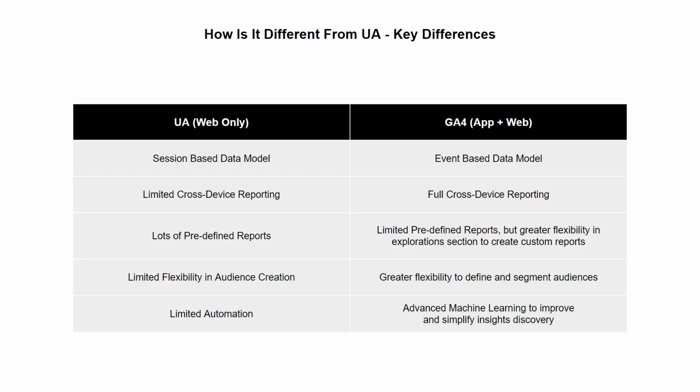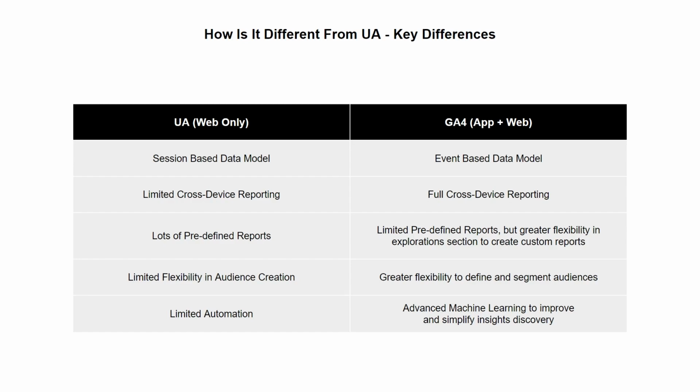Such as the UA follows the concept of a session-based data model, which is essentially a series of page views, events, and transactions. On the other side, GA4 is built around the concept of events and follows a flexible event-based data model. Here, all the interactions are stored as events that can be anything from page views, button clicks, form submissions, and even transactions are all events.